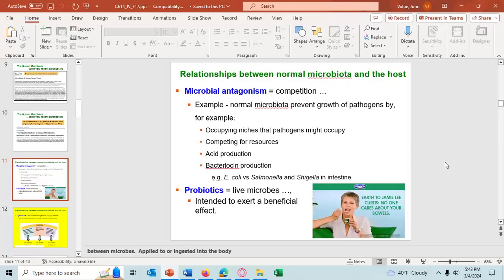For example, the sebum is actually slightly acidic, and when the normal microbiota of our skin metabolizes the sebum, it makes it more acidic. And so our skin is actually around pH 5, and that is too acidic for many human pathogens. Any question about any of that?